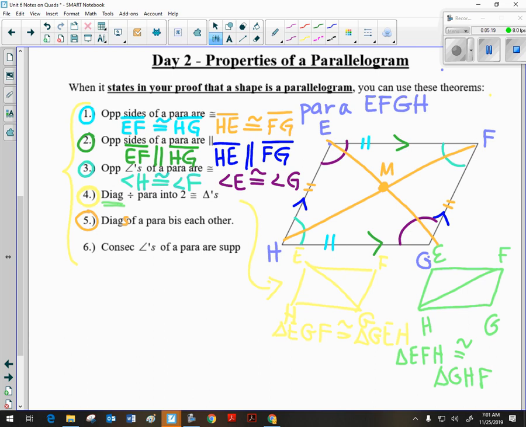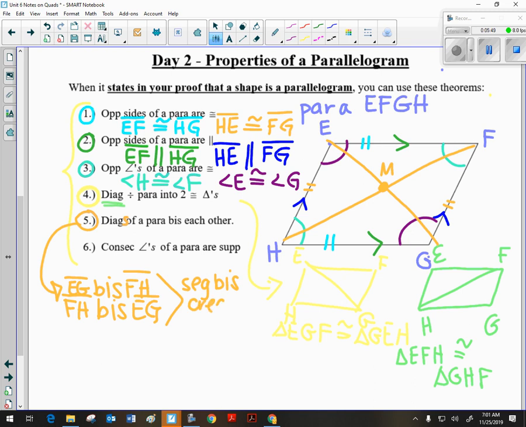So what would happen is where they intersect, you would have a midpoint. So based on this number 5, I'm going to put in here that we would know that EG is bisecting FH. One diagonal bisects the other, and vice versa. FH will be bisecting EG. And from that, please remember that those are segment bisectors, and segment bisectors create midpoints. So I'm just giving you that little reminder of what you already know about a segment bisector.